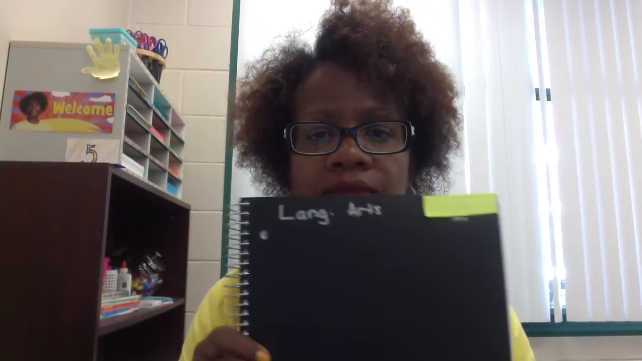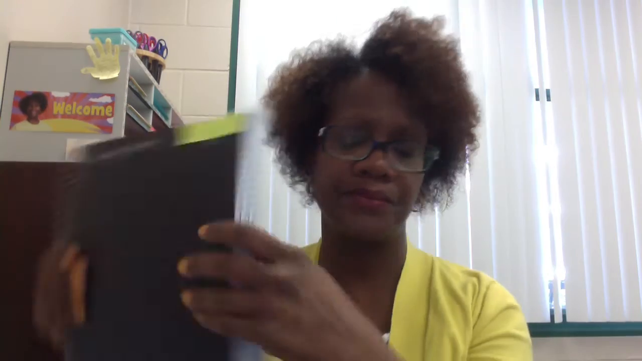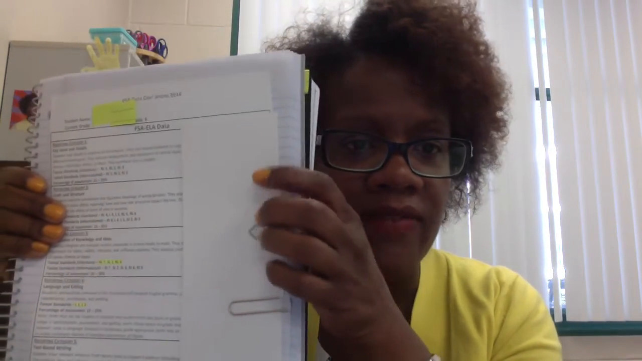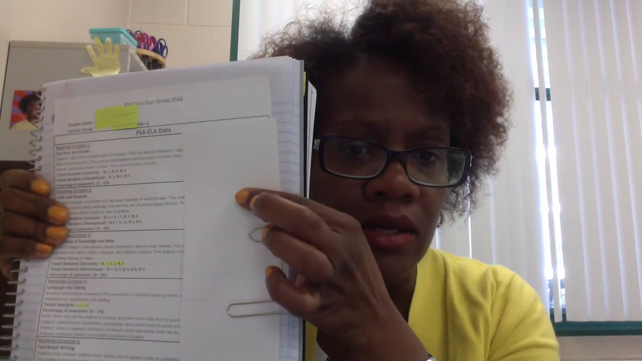So this is a 5 subject spiral. So 5 subjects. Your scales go in the 5th section. So let's go there. Your first 2 pages should be these. Now they might not be in this order, because apparently I told different classes different things. So your FSA data from last year should be here.